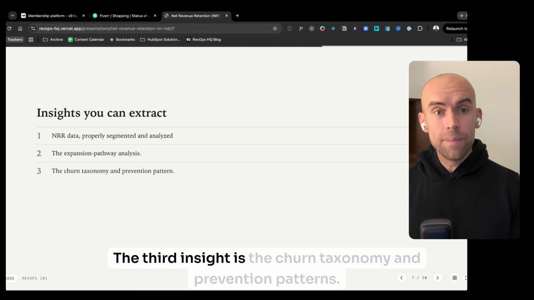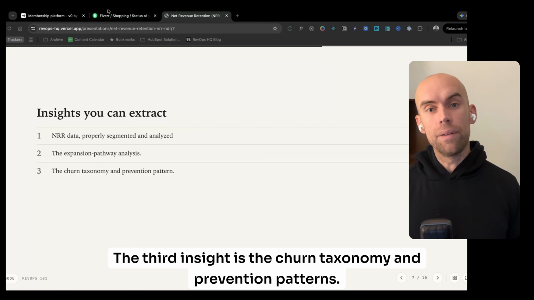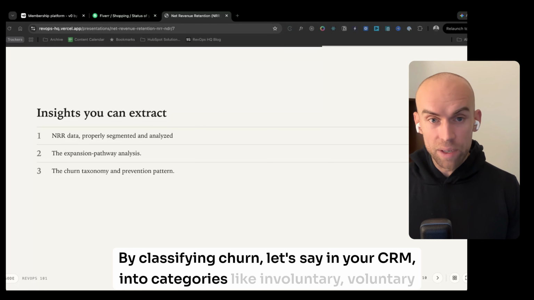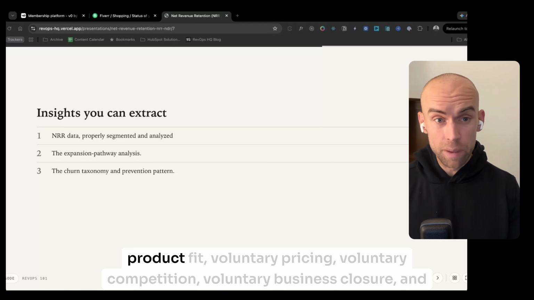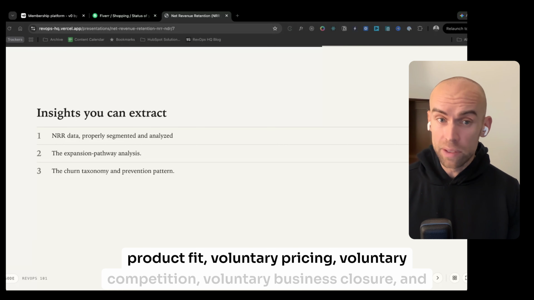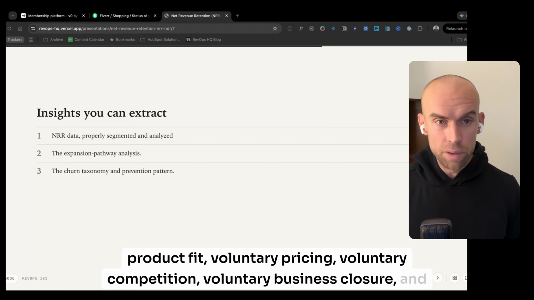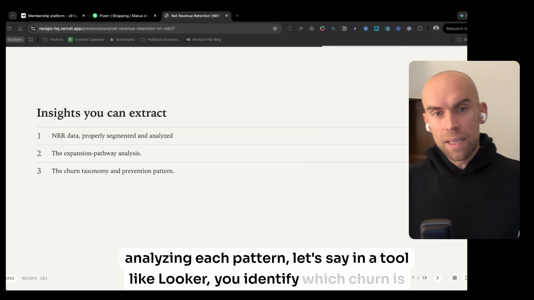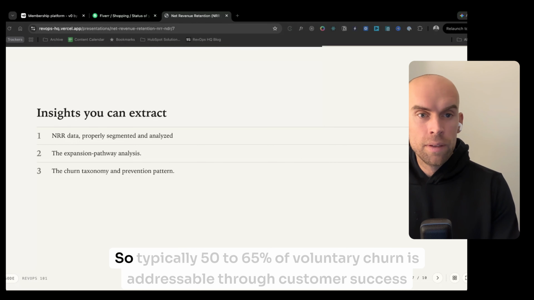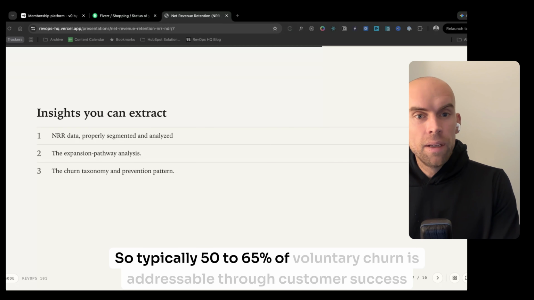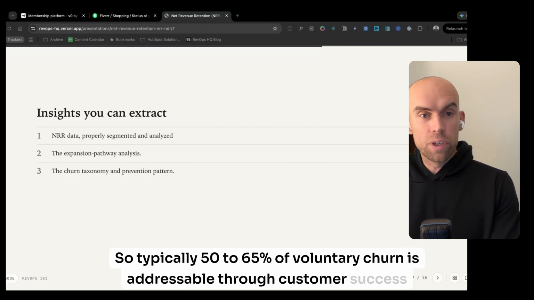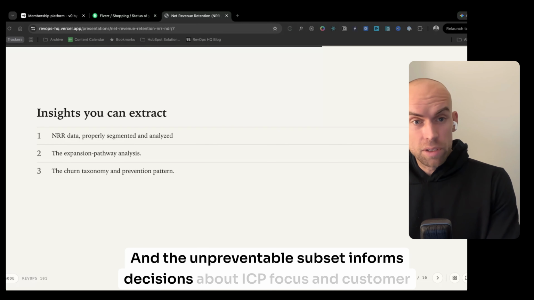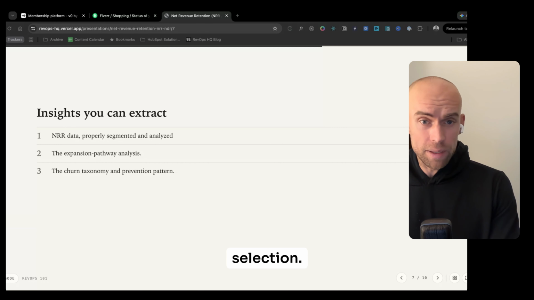The third insight is the churn taxonomy and prevention pattern. So by classifying churn, let's say in your CRM, into categories like involuntary, voluntary product fit, voluntary pricing, voluntary competition, voluntary business closure, and analyzing each pattern, let's say in a tool like Looker, you identify which churn is preventable and how. So typically 50 to 65% of voluntary churn is addressable through customer success interventions. And the unpreventable subset informs decisions about ICP focus and customer selection.